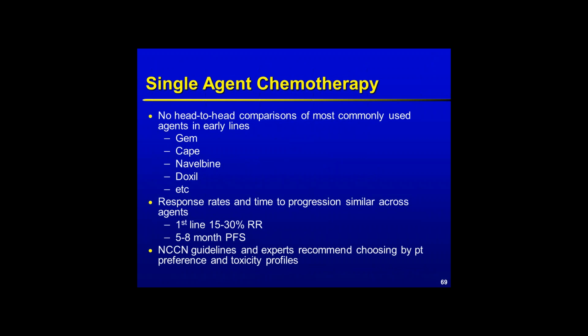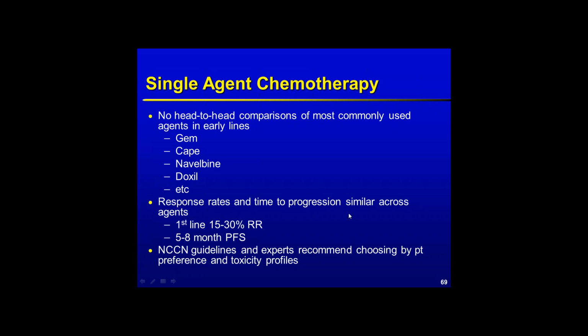There is no single agent outside of the taxanes and arguably the anthracyclines, the two most active groups of drugs that we use. After that, there are really no head-to-head comparisons of the agents that we use every day, including gemcitabine, capecitabine, navelbine, and Doxil. And the response rates and the time to progression are similar across these different agents, about a 30% response rate with a median progression-free survival time of 5 to 8 months.